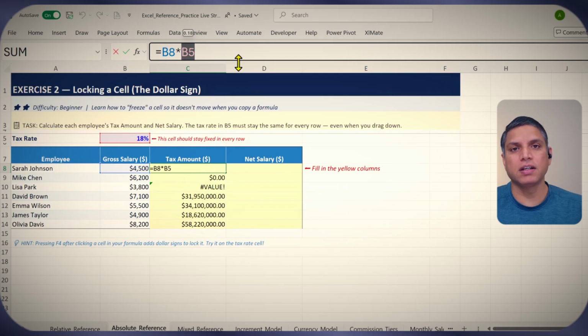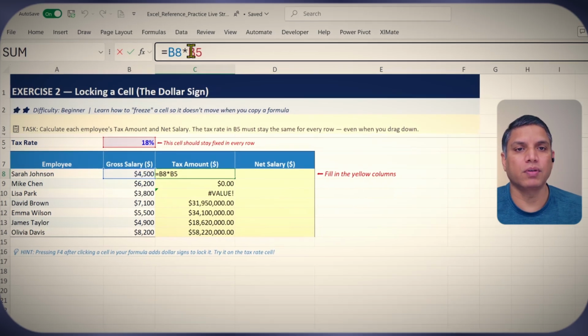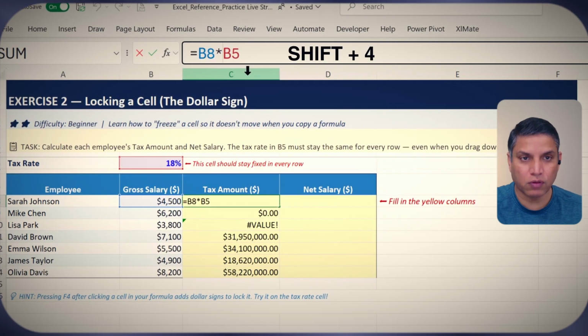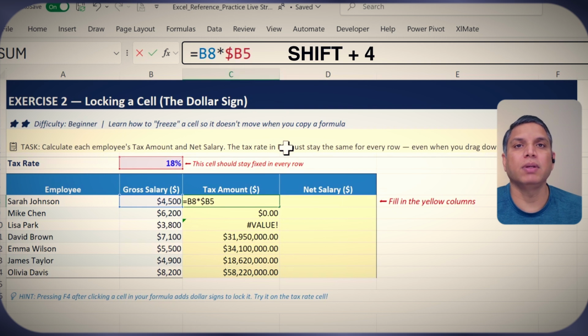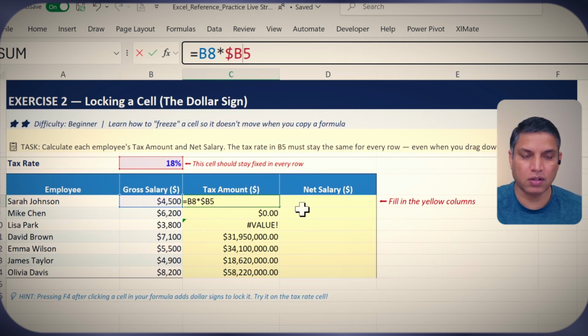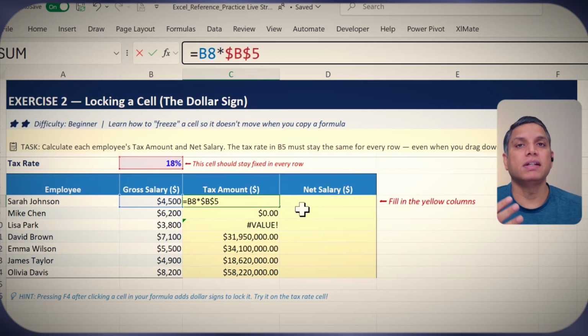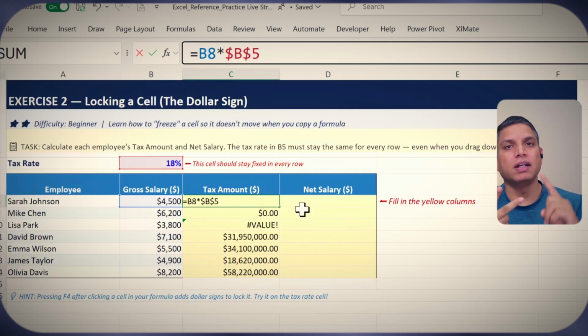How to fix it? There are simple ways. You need to put a dollar. You can use Shift and 4, and the dollar sign can be added. You need to use a dollar over here also, because there are two components of the cell. One is B, the second is 5, the column and the row.